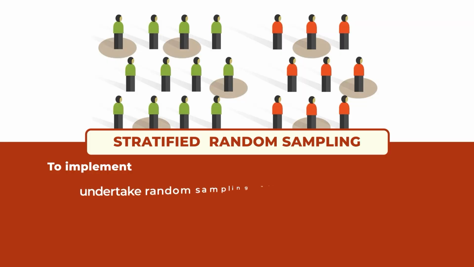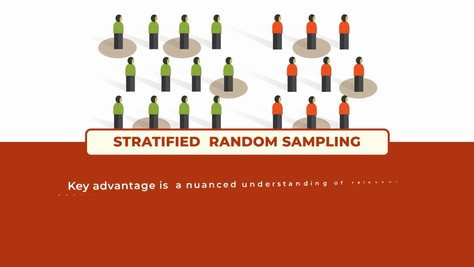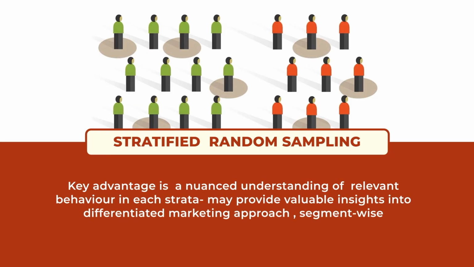And then we undertake random sampling within each subgroup to select the number of people that we want from each subgroup. Now, the main advantage of this is that we get a very deep and nuanced understanding of relevant behavior.